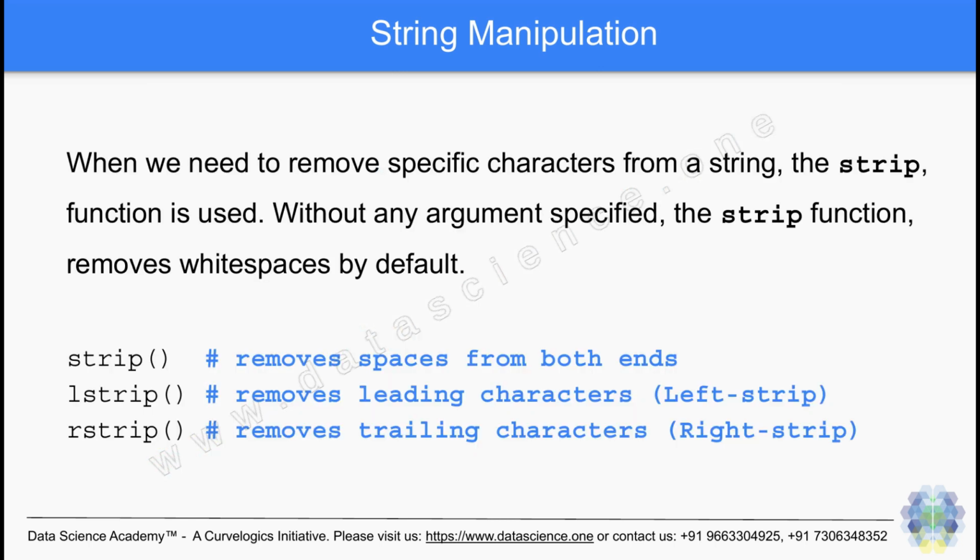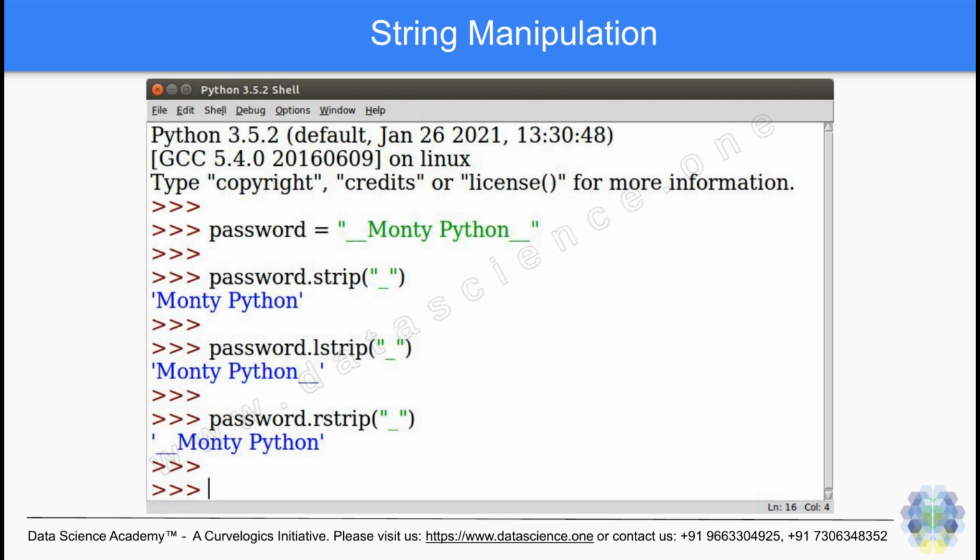When we need to remove specific characters from a string, the strip function is used. Without any argument specified, the strip function removes whitespaces by default. Lstrip function removes leading characters, whereas rstrip function removes trailing characters. As an illustrative example, let us assign the string underscore money space python underscore to a variable called password.